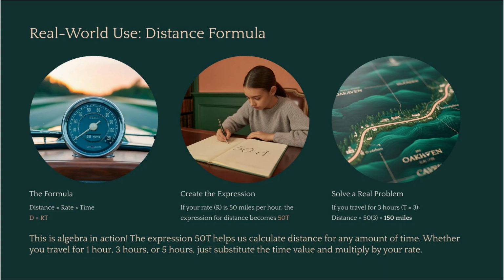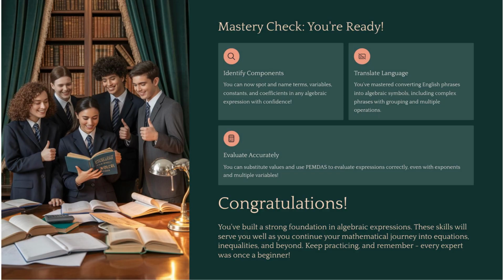Algebraic expressions are vital for calculating distance. The distance formula is distance equals rate times time, or d equals rt. If your driving rate r is a constant 50 miles per hour, the expression for the distance you travel is 50t. If you travel for 3 hours, t equals 3. Substitute 50 times 3 equals 150. You traveled 150 miles. You've now mastered the basics of algebraic expressions.